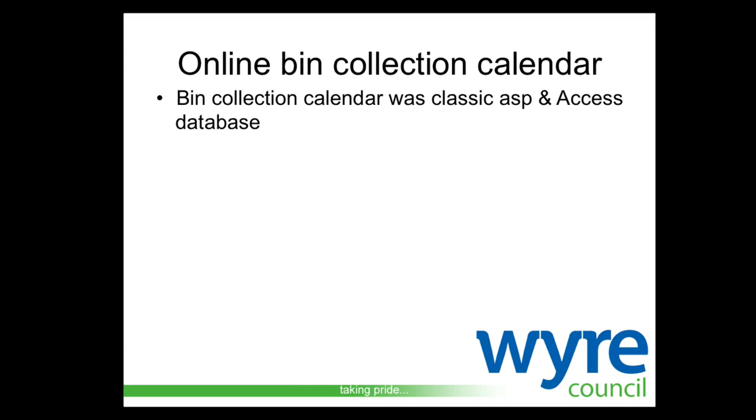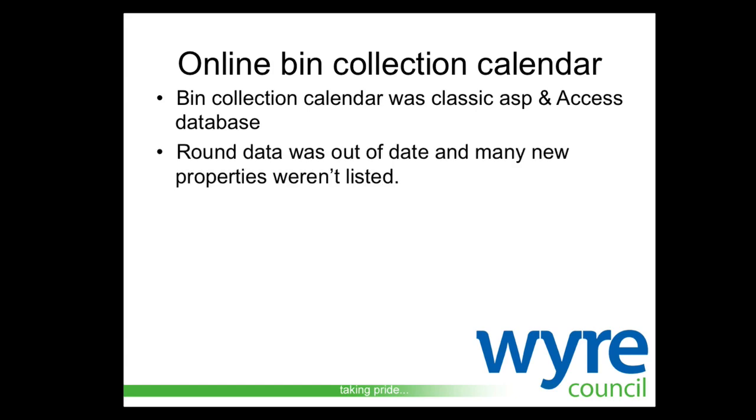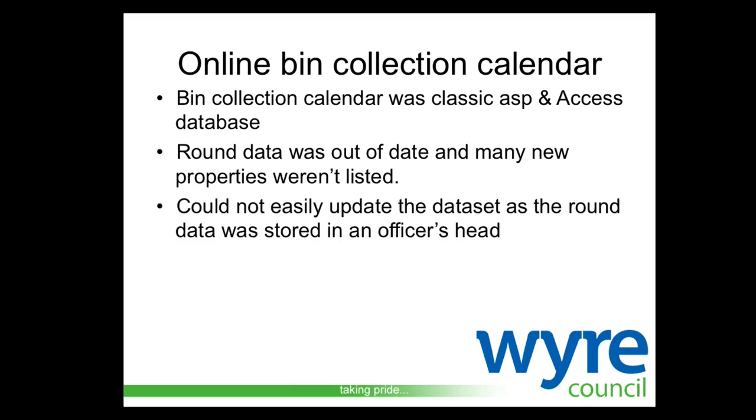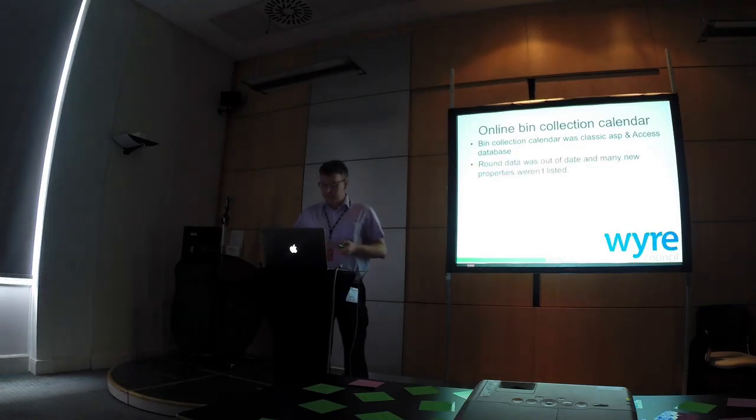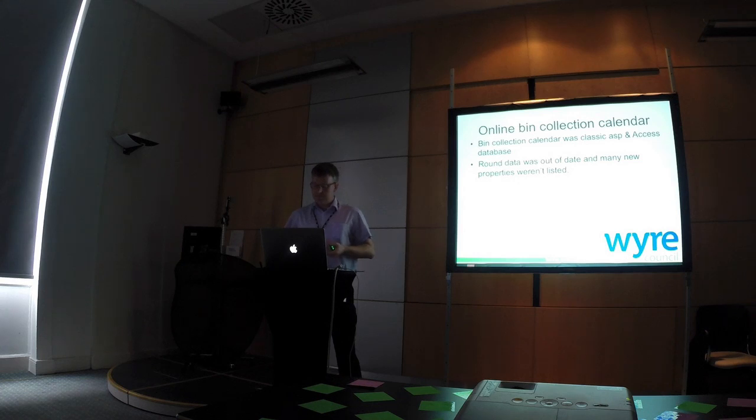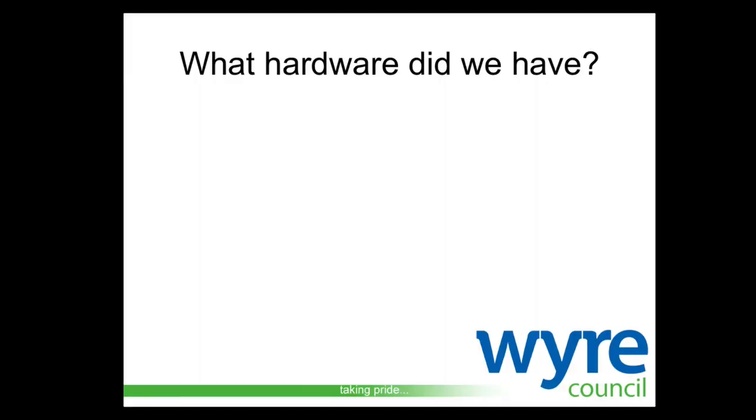One of the other areas for us was the online bin collection calendar. Our old calendar was a classic ASP Access database script. It was woefully out of date, with many new properties not on there, and we couldn't add new properties easily. The collection rounds were down to the crew drivers, and any changes or updates to the data was actually from one of the officers. And with a change to our waste contract, we went into partnership with Veolia, and the possibility of a Lancashire-wide smartphone app meant that we really needed to get our data in order.